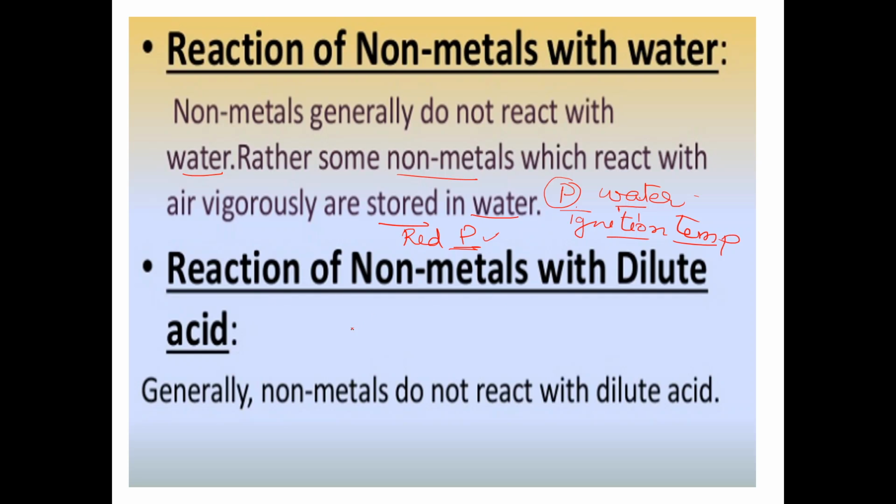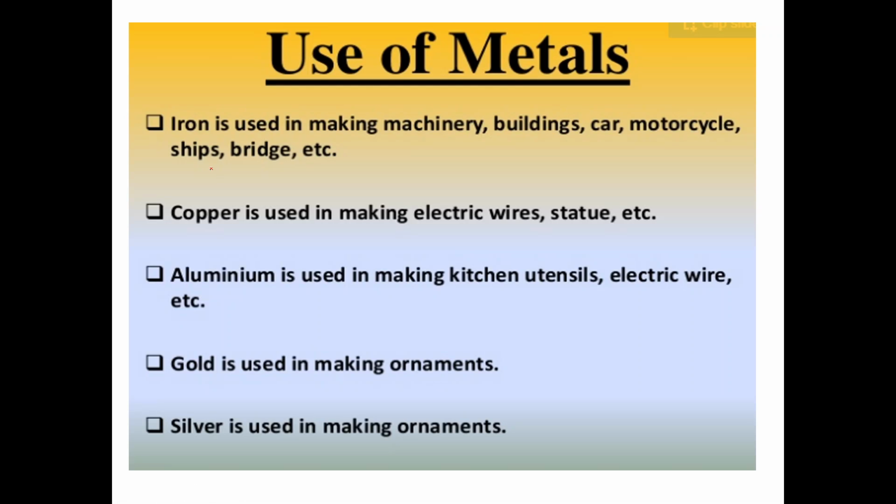Reaction of non-metals with dilute acid. They do not react with dilute acid. Now come to the uses of metals. Iron is used in making machinery, buildings, cars, motorcycles, ships. Many parts are made up of iron. Copper for making electric wires and statues. Copper utensils we also have. Aluminium is used in making kitchen utensils, electric wire, etc. Gold for making ornaments. Silver for making ornaments.